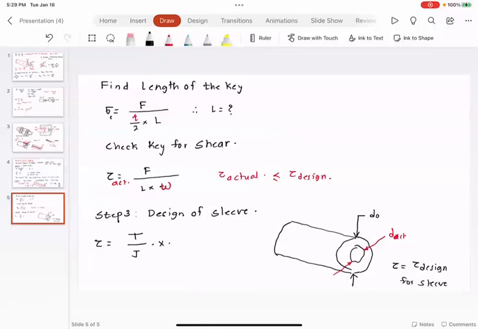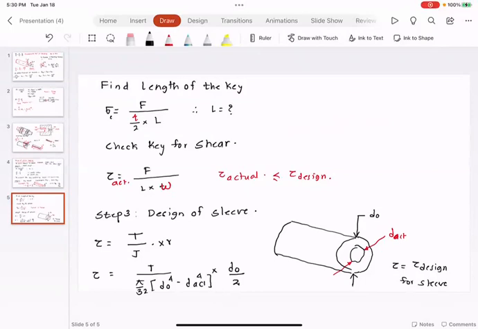Sleeve could be made up with the same material as shaft, or sleeve could be made up with a different material. So depending upon what you choose, you have to use the appropriate value of design stress. And J is pi by 32 times (d outside to the power 4 minus d actual to the power 4), multiplied by d outside divided by 2.